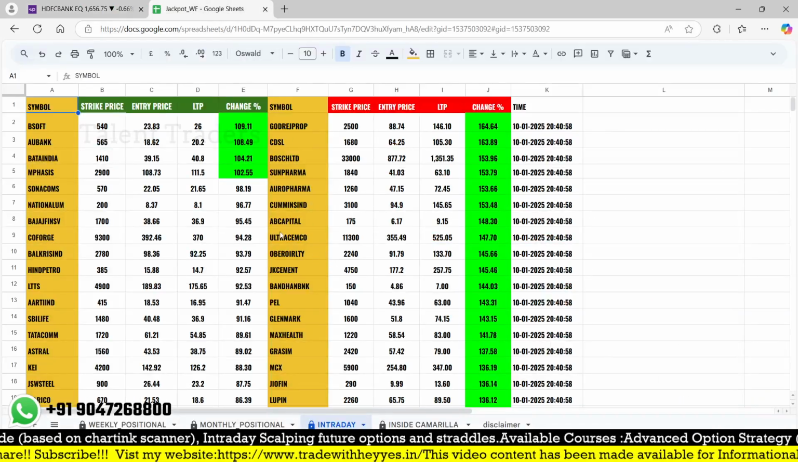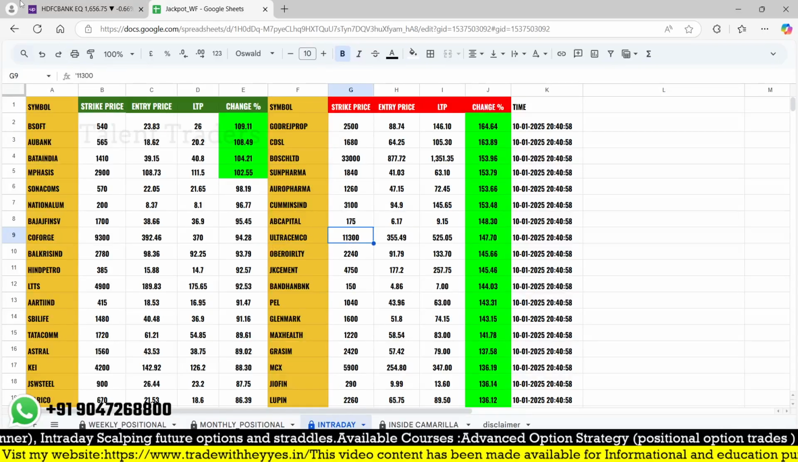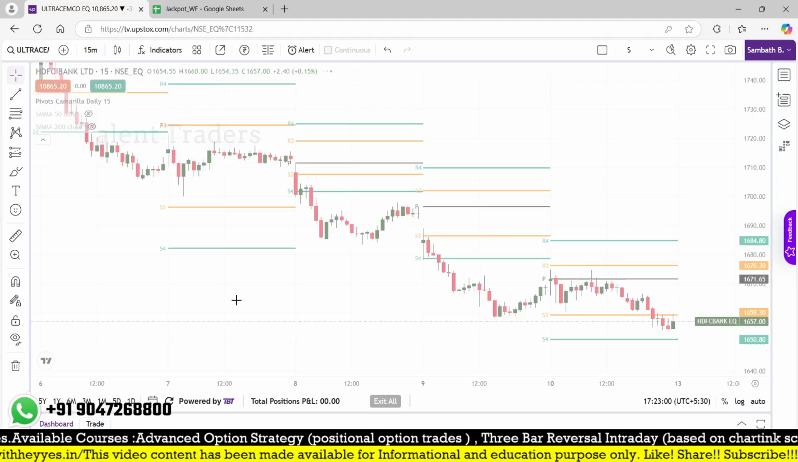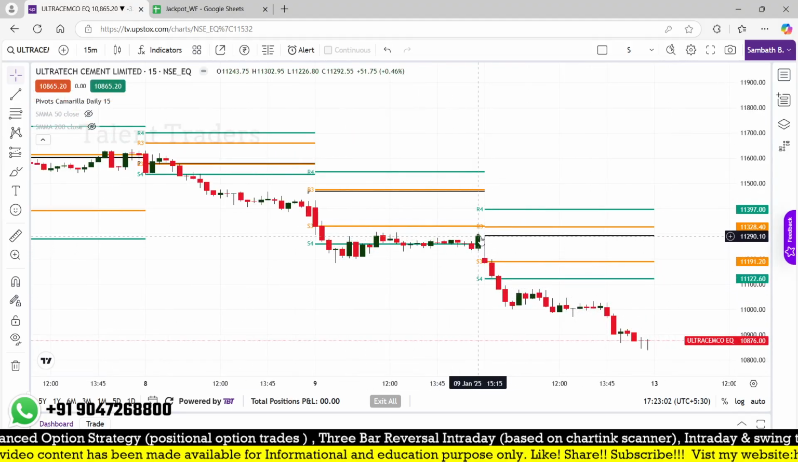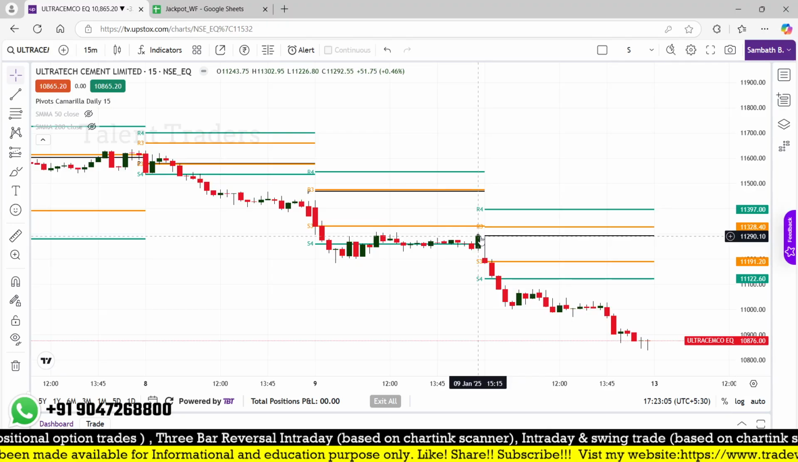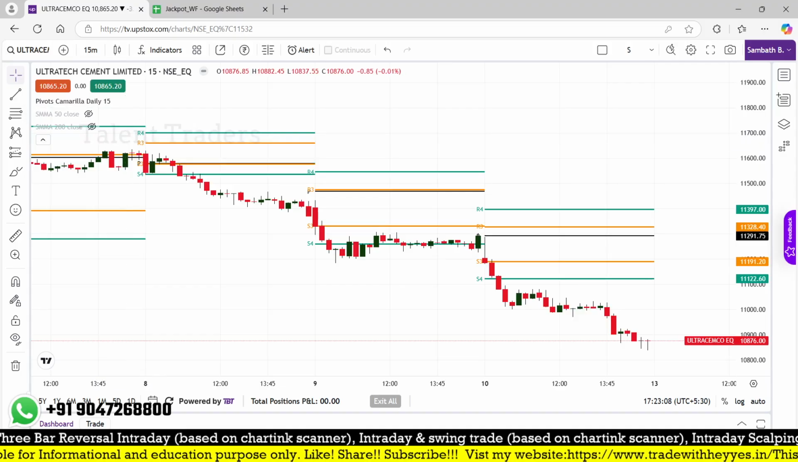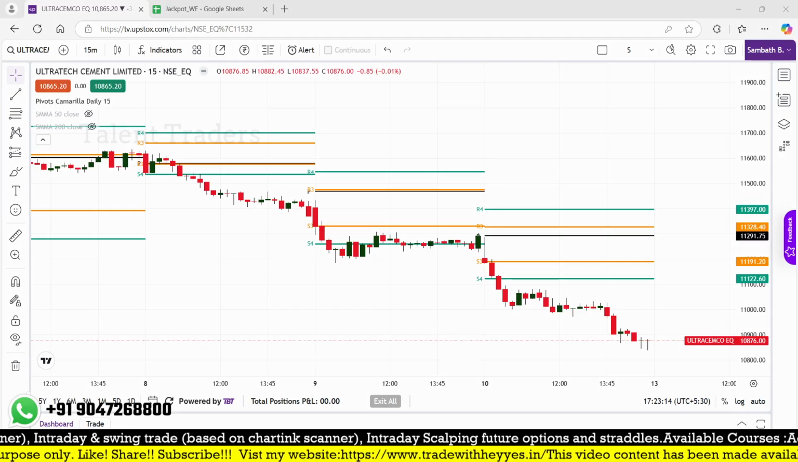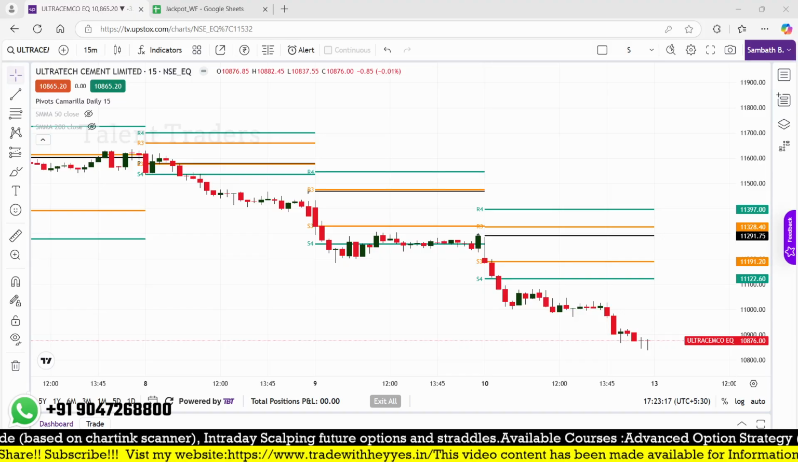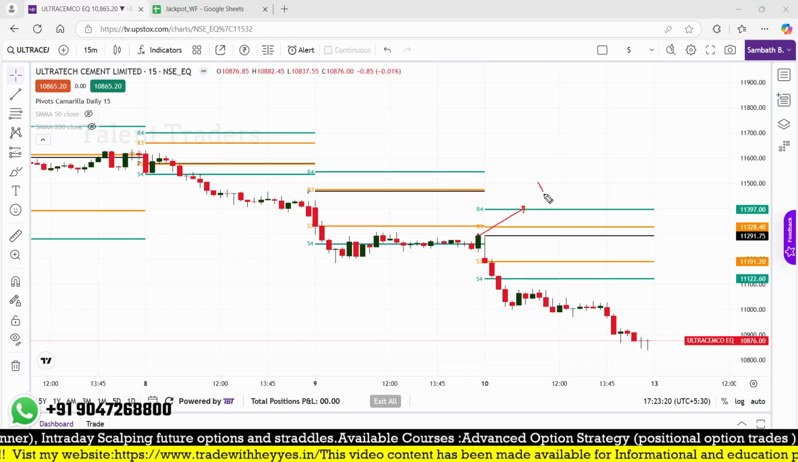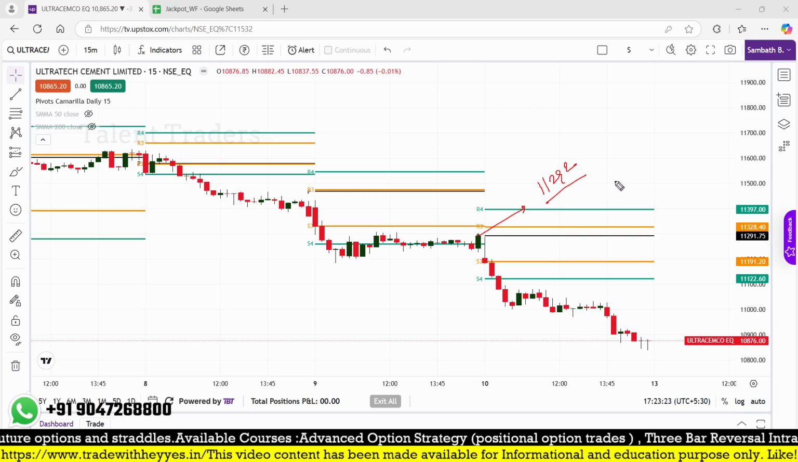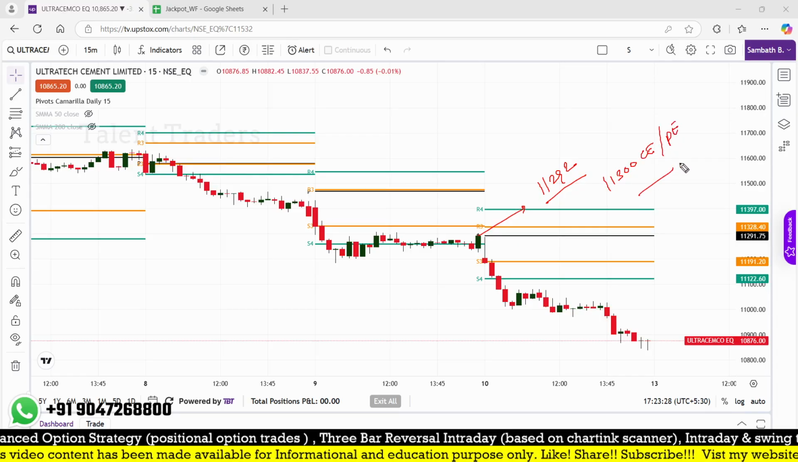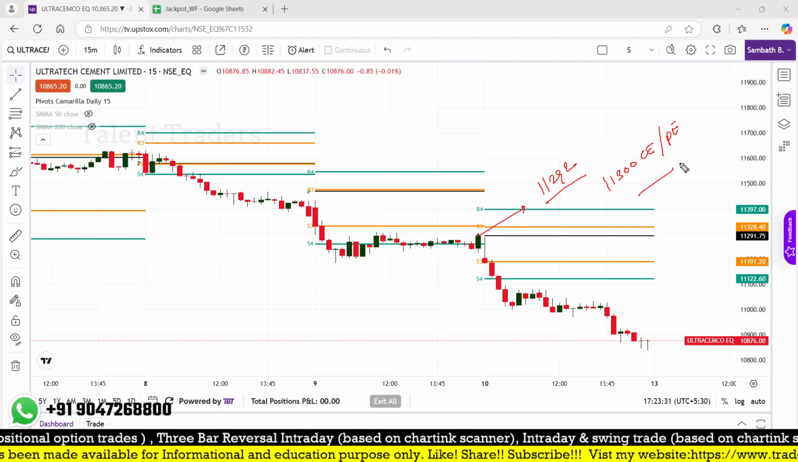For example, how does this work? Ultratech Cement, 11,300. How do I select the strike price for Ultratech Cement? First of all, based on the previous day's closing price. Let me look at the previous day's closing price of Ultratech Cement, 11,292. That is yesterday's closing price. Based on it, I look for the nearest strike price, that is the ATM. The nearest ATM strike price is 11,300, call and put. These are the strike prices for which I am looking for a breakout tomorrow.